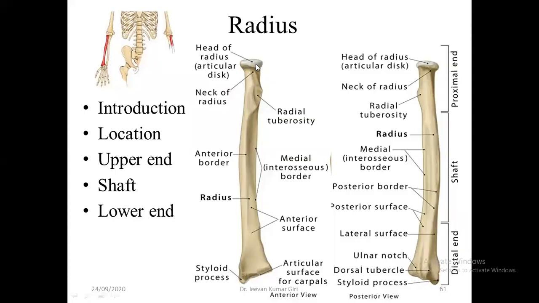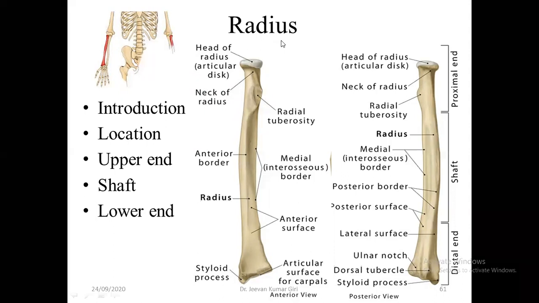So head, we are reading. The superior surface of the head is also articular. It articulates with the capitulum of the lower end of the humerus. Whereas the circumference of the head of the radius is again articular. This circumference articulates with the radial notch of the ulna.